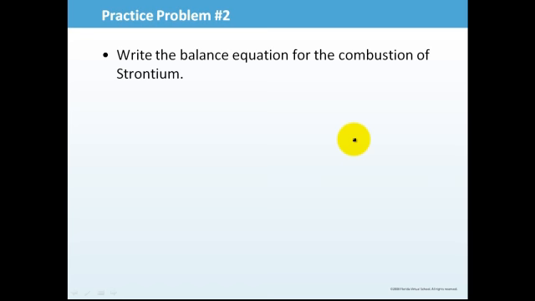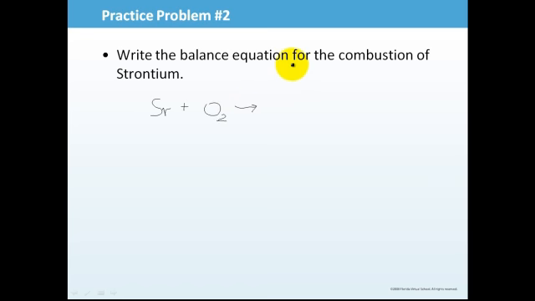Alright, so let's check our answer. Strontium is Sr. It's the element. Combustion means we are combining it with oxygen gas again. Okay, so we have an element, not a hydrocarbon, so we treat it as a synthesis.